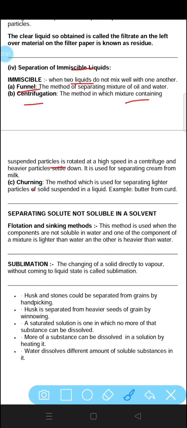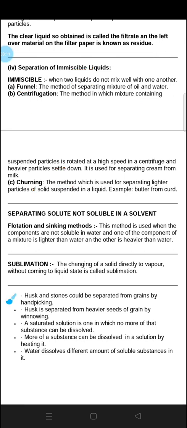This is called centrifugation. Churning is the method of separating lighter particles of solid suspended in liquid, for example, butter from the curd. The process of moving it is called churning, and the butter which comes to the center, that is centrifugation.